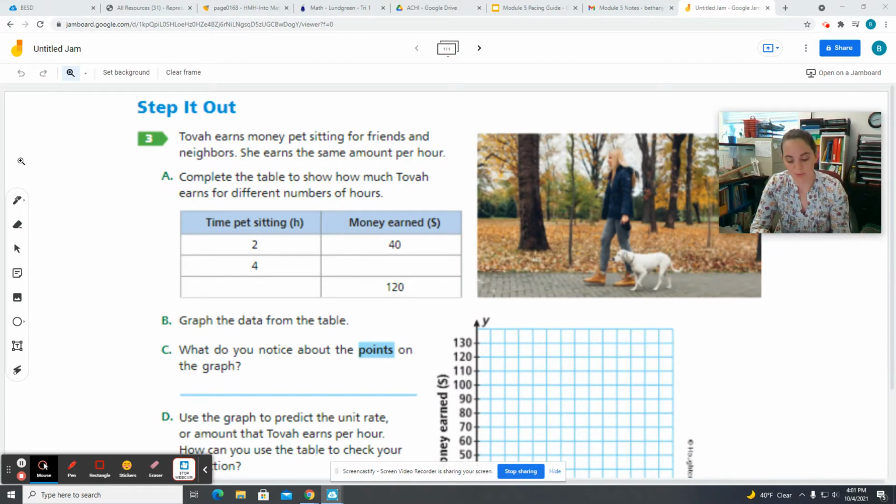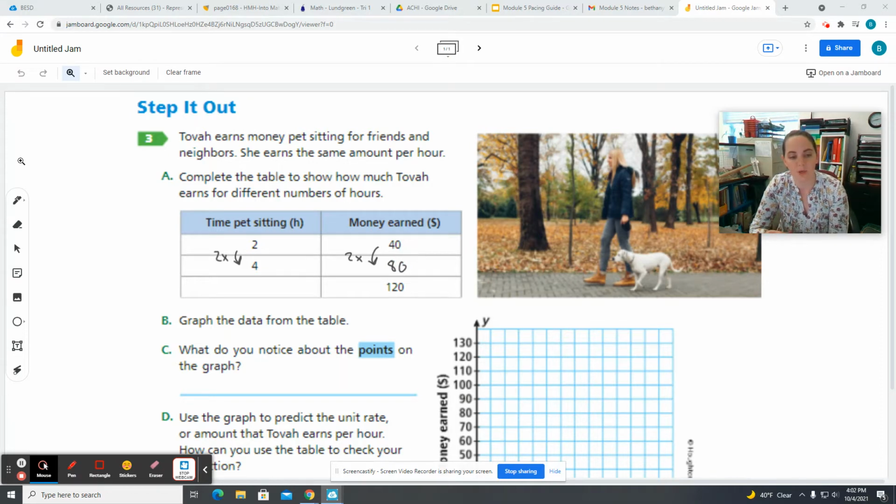So for part A, we're going to complete the table. For the first part, we have 2 hours, and money earned is $40. So for 2 hours, she earned $40. If she earned $40 for 2 hours, how much would she have earned for 4 hours? What we did is it just doubled, right? We're just going to double it. So 40 times 2 is 80.